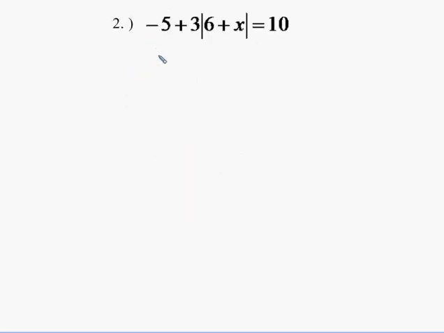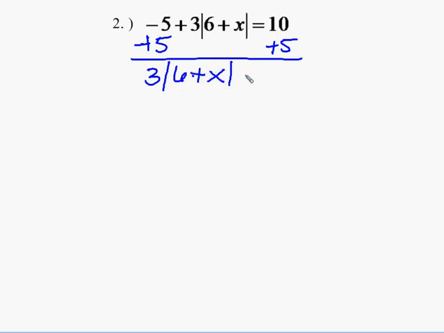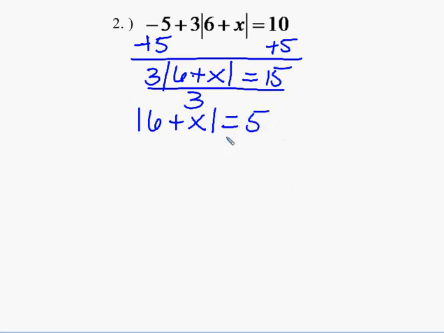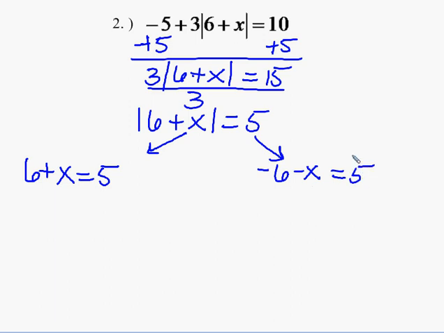On this one, we need to go ahead and isolate, so we're going to add 5 to both sides. So bring everything else down. We still have that 3 in front, so we need to divide. Now, it's set equal to a positive, meaning that we need to set up 2 equations. The first one's going to be the original, as is. So just drop down the absolute value. And the second one, we're going to take the expression inside the absolute value and change the signs, but set it still equal to positive 5.